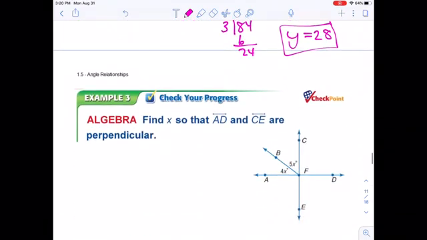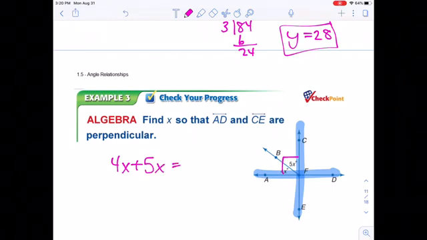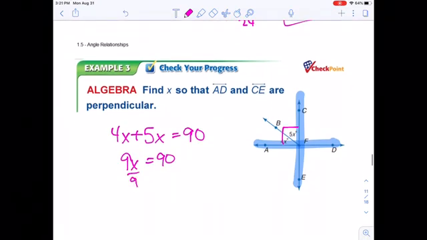Okay. This time we are going to find x so that AD and CE are perpendicular. That means they equal 90, so just go ahead and take our 2 parts. 4x plus 5x must equal 90 degrees. Combine like terms. So x equals 10.